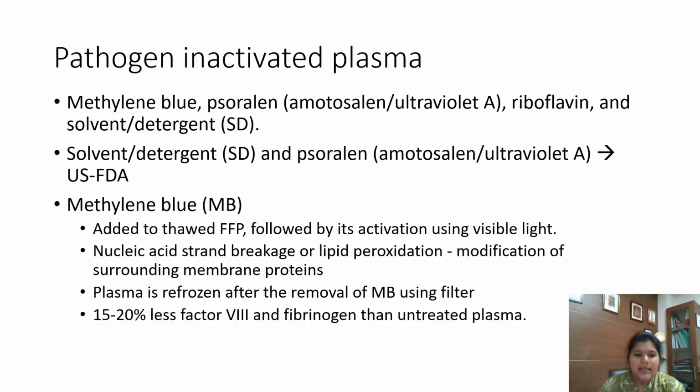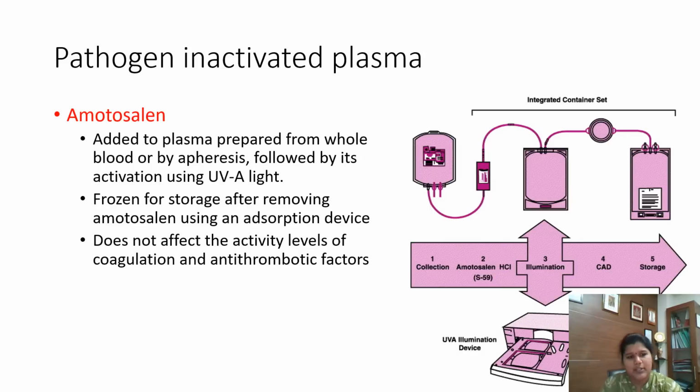Coming to methylene blue, the methylene blue is initially added to the thawed FFP, following which it is activated using visible light. The nucleic acid strands of the pathogens break and there is lipid peroxidation of the pathogen's lipid bilayer membrane, leading to surrounding membrane protein modification. The plasma is then refrozen after removing the methylene blue using a filter. In this method, there is a 15 to 20% loss of factor 8 and fibrinogen.